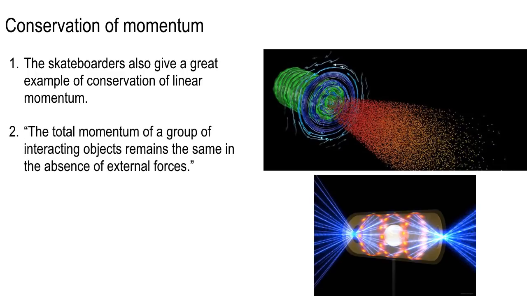The total momentum, and here's the basic idea: the total momentum of a group of interacting objects remains the same in the absence of external forces. So the boxcars hooking together is not an external force. That's internal to the group of boxcars. This sentence here, number 2, is why I insisted that it be a horizontal railroad track, because if it was tilted, then you wouldn't be able to meet this. You could still figure it out, but it'd be a little trickier. All right, so conservation of momentum.